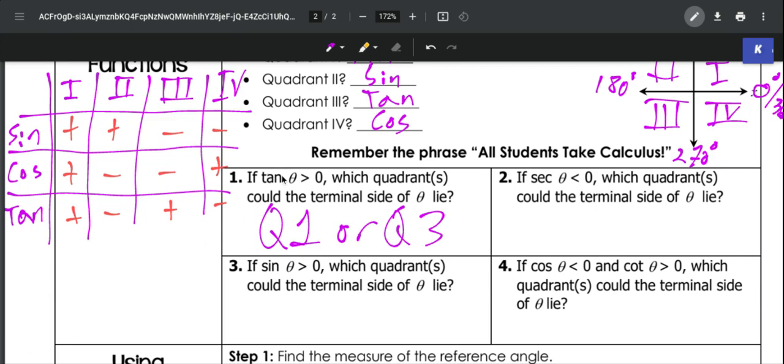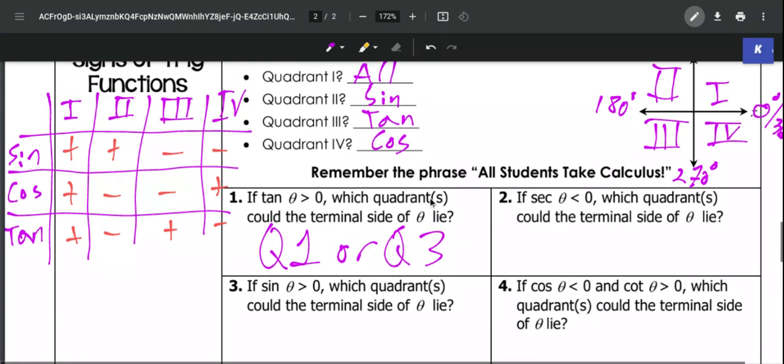So that's just saying if tangent of theta is to be positive, where would it have to be? Tangent is positive in quadrants 1 and 3. You could also look at this chart here and say, okay, for tangent to be positive, it would have to be in quadrant 1 and quadrant 3.